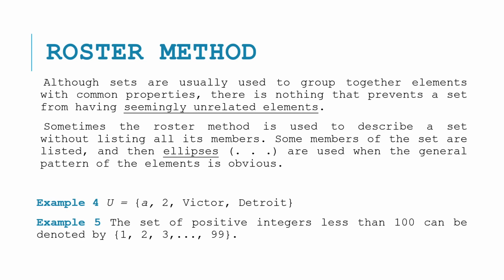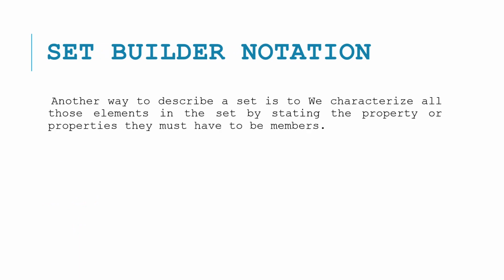99. Okay, because there is a general pattern where it increases 1 unit, so we know that in between these ellipses would be the numbers 4 to 98 until 99. Okay, now aside from roster method, we also have set builder notation.